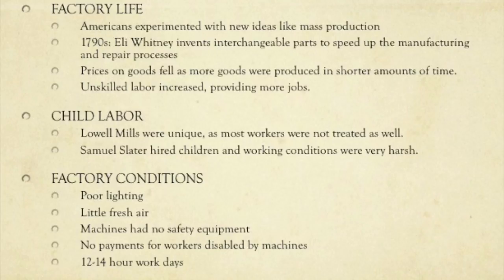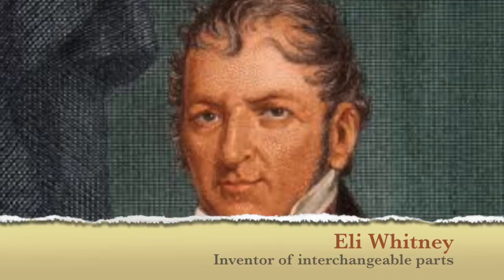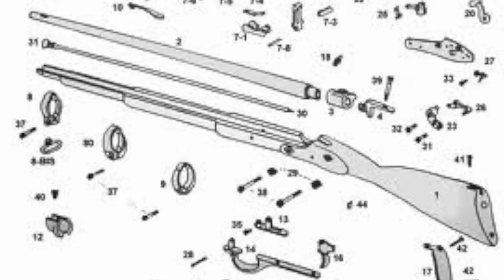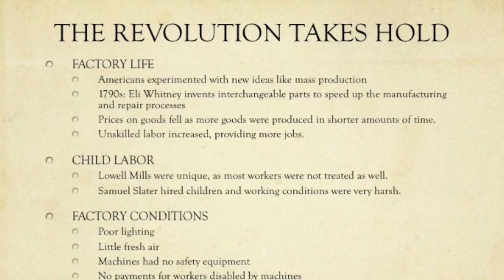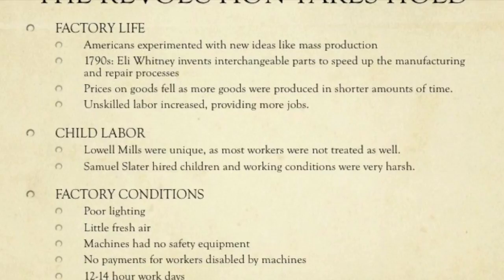The problem with this was that the Lowell Mills were very unique. Most factory owners didn't take care of their workers the way the Lowell Mills did. They hired children. The conditions were not very good in these factories. They were working 12 to 14 hour days. There was poor lighting, little fresh air, and the machines had no safety equipment. But in addition to all of this, there was one other source that provided light for the women in the mills. Their secret meetings at night are only possible with the light from lamps powered by an extraordinary creature.